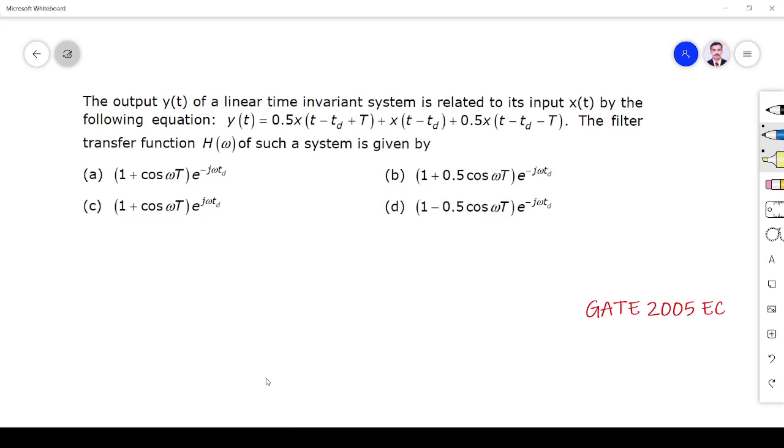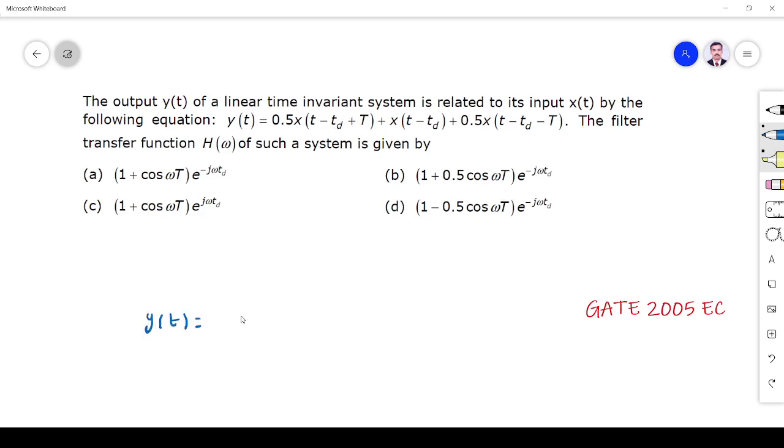Hi friends, in this video I have to solve a signal system related question asked in GATE 2005 EC paper. The question is: the output y of t of a linear time invariant system is related to its input x of t by the following equation. The filter transfer function h of omega of such a system is given by dash. So what are they given?